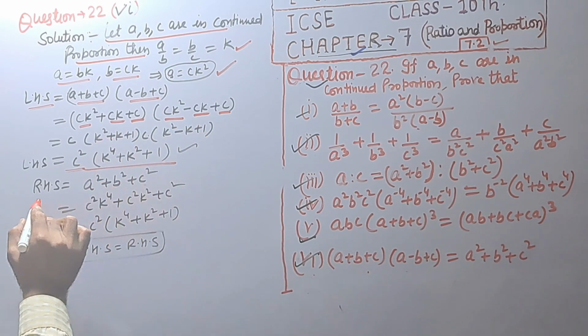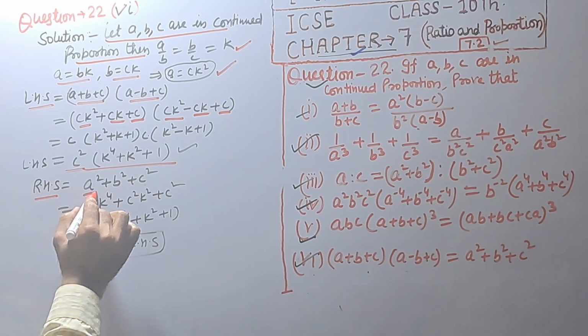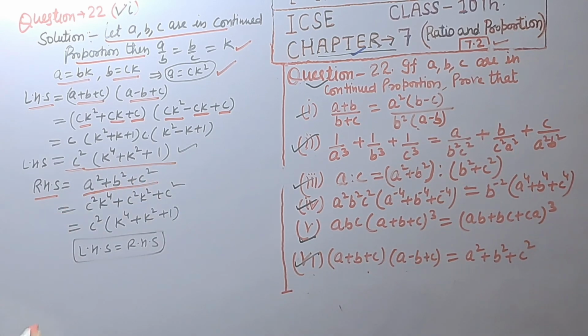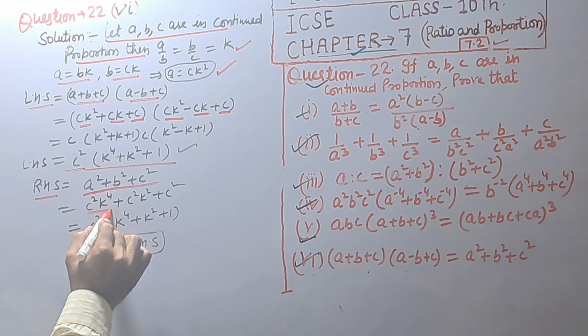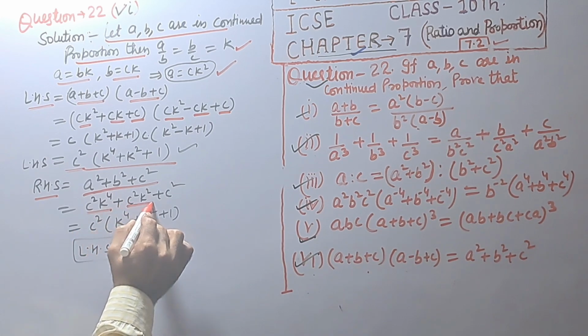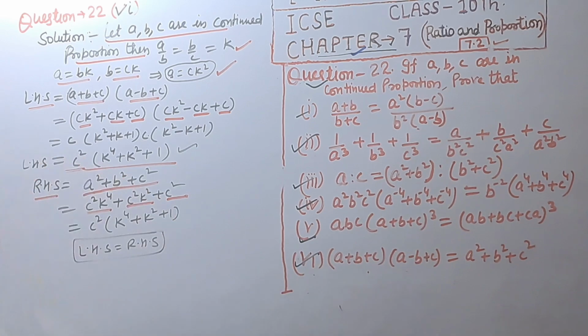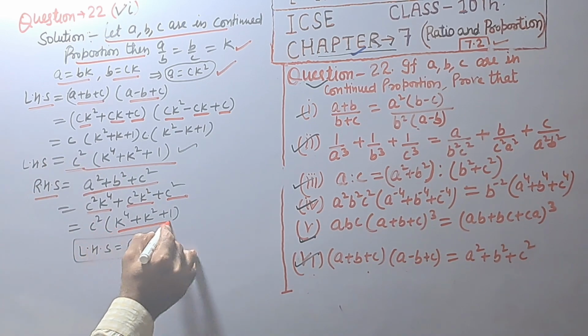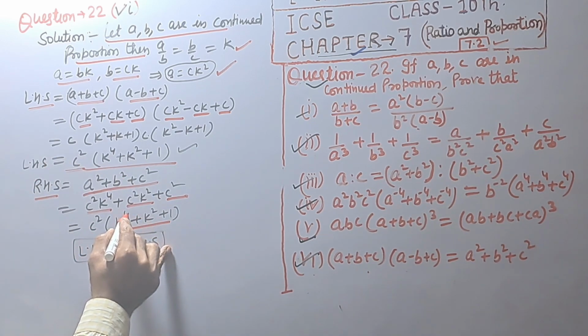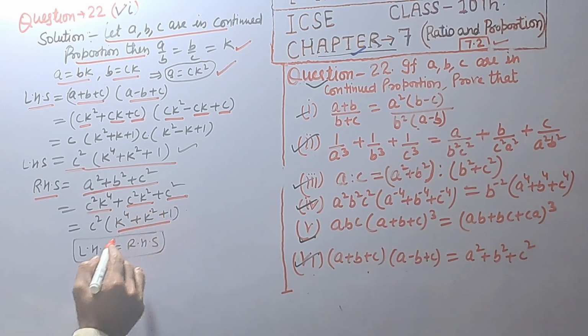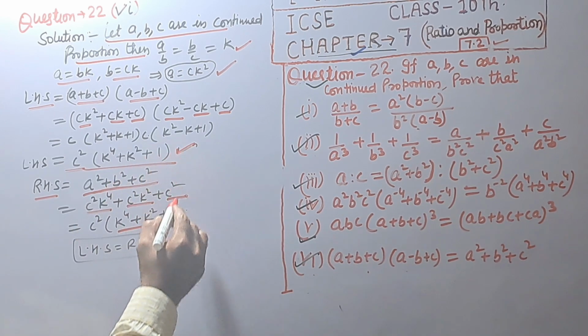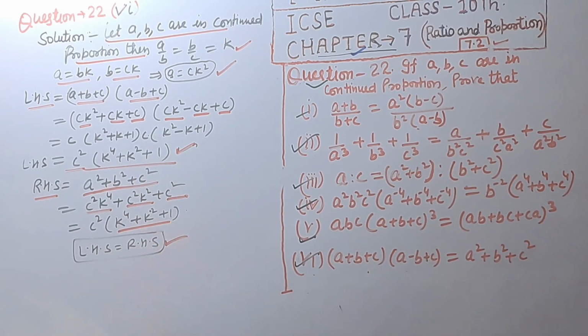Its left hand side, and right hand side is a square plus b square plus c square. A square is c square k raised to power 4, b square is equal to c square k square plus c square as it is. We are taking common c square. In bracket we get k4 plus k square plus 1. So left hand side is equal to right hand side. Hence proved. Thank you.